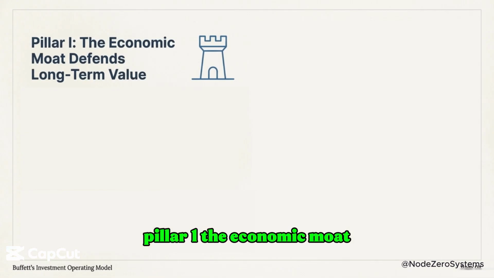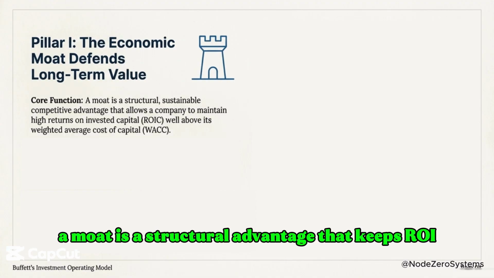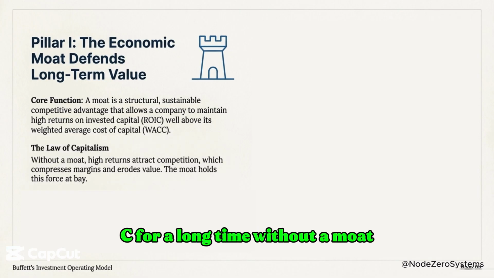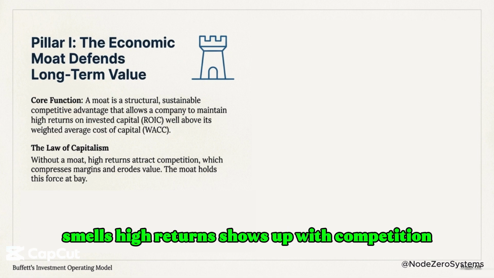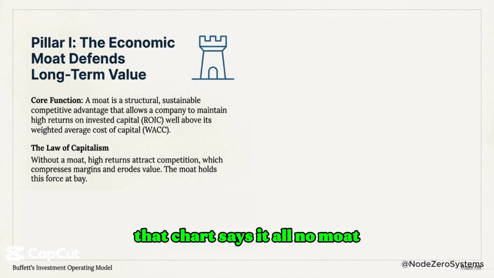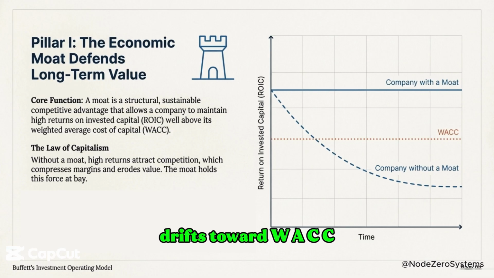Pillar 1. The economic moat. A moat is a structural advantage that keeps ROIC above WACC for a long time. Without a moat, capitalism does what it does best, smells high returns, shows up with competition, and turns your margins into confetti. That chart says it all. No moat? ROIC drifts toward WACC over time. Moat? You stay elevated.